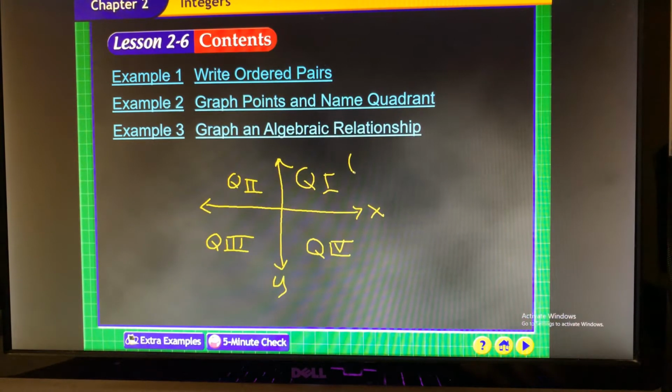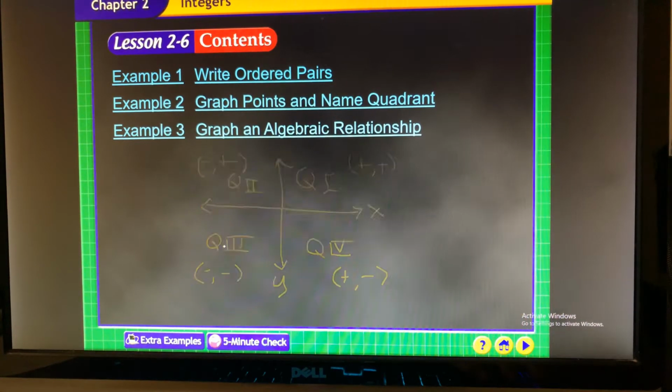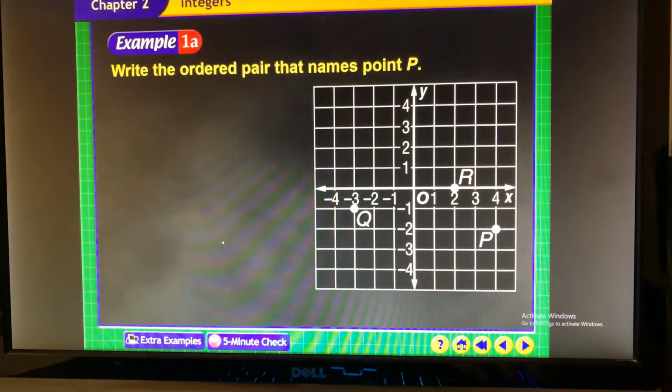Remember I said to you, everything in quadrant 1 is all your positive values, and directly across has all your negative values. Quadrant 2, remember it has x values that are negative because it's to the left of 0, and up means positive, and quadrant 4 would be the reverse of that. Okay, so all we're going to do is graph some points.